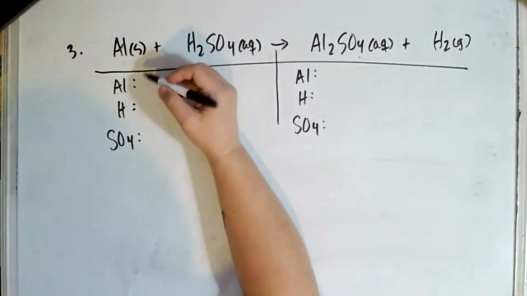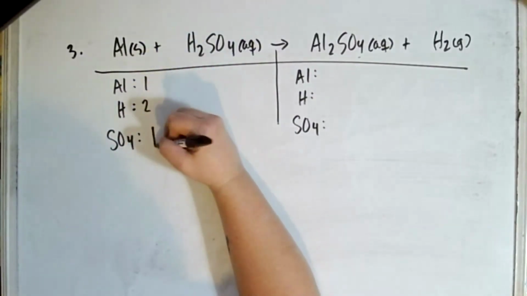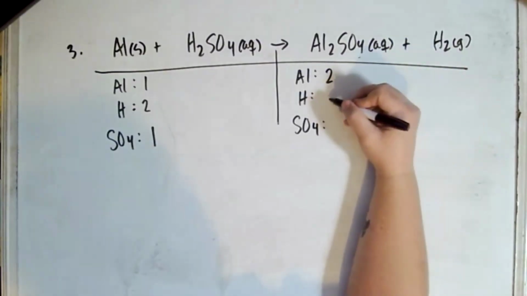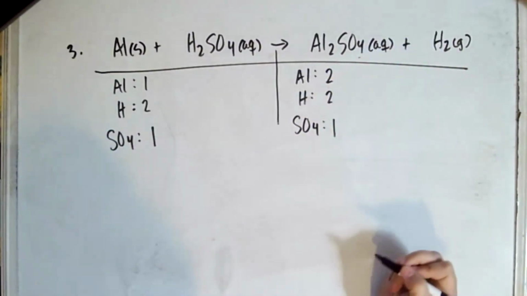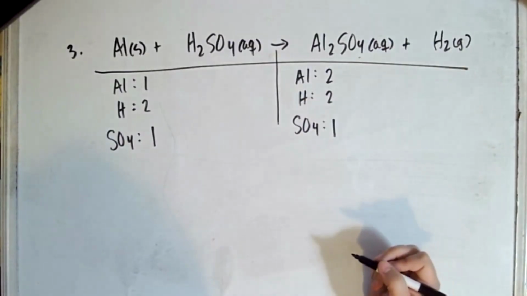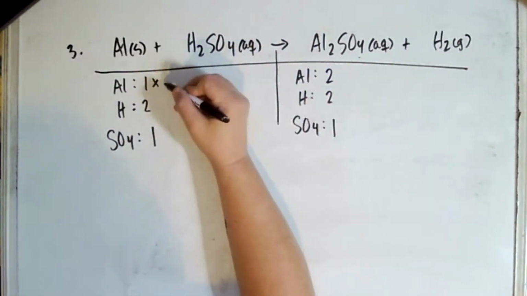well, I'm going to count first, actually. I've got 1 aluminum, 2 hydrogens, and 1 sulfate. I've got 2 aluminums, 2 hydrogens, and 1 sulfate. So this one's easy. My only mismatch here is my aluminums.